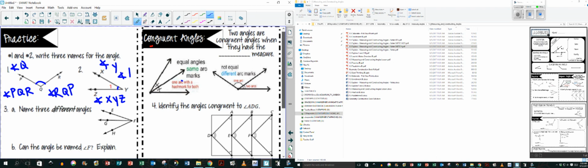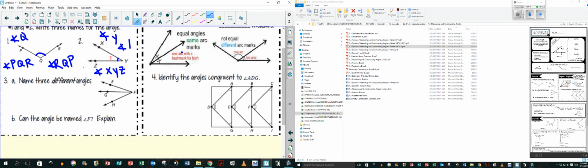All right, so let's look at name 3 different angles. Well, there's this angle. Then there's this one. And notice I gave them separate tick marks because I don't know if they're equal. And then there's this big one. So I've got the big angle, EFH. Then I have EFG. Then I have angle GFH.